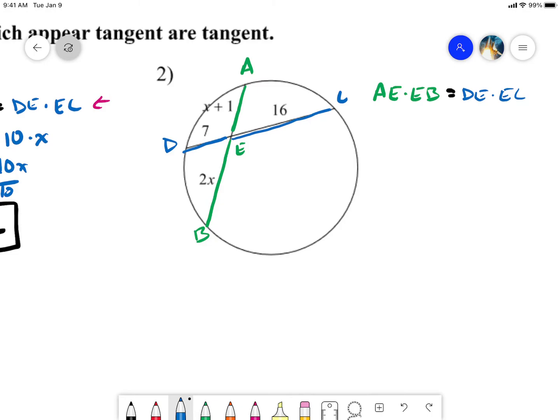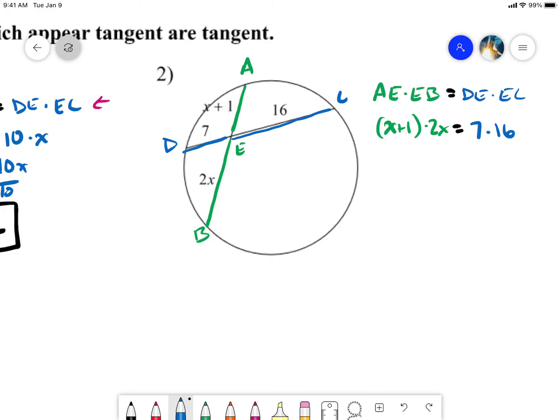Now I'm going to substitute in what I know. I know AE is x plus 1. I know EB is 2x. And I know DE is 7. And EC is 16.